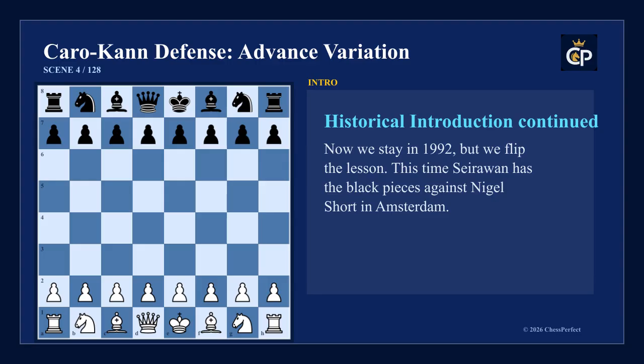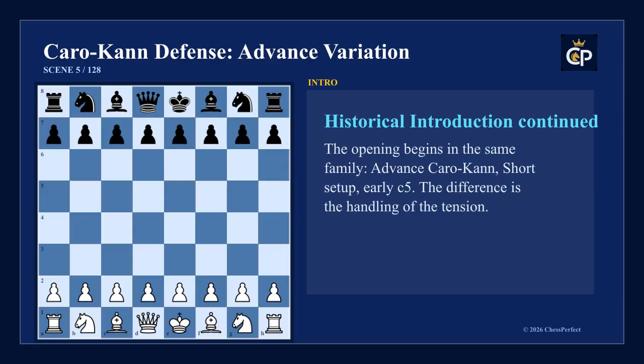Now we stay in 1992, but we flip the lesson. This time Seirawan has the black pieces against Nigel Short in Amsterdam. The opening begins in the same family: Advance Caro-Kann, Short setup, early c5. The difference is the handling of the tension.